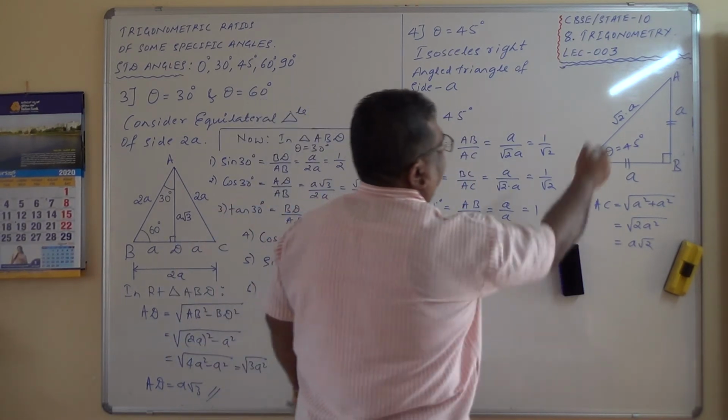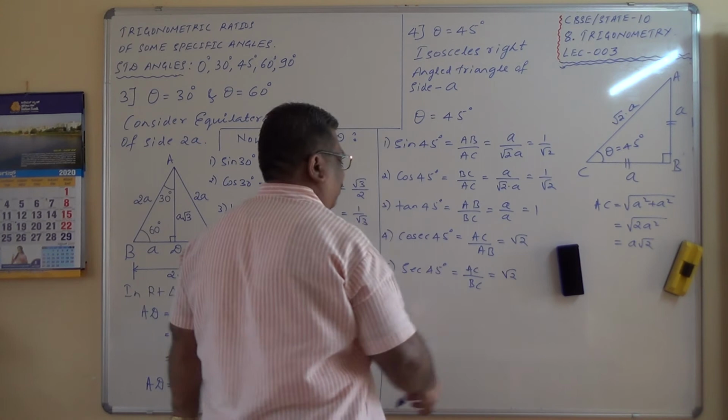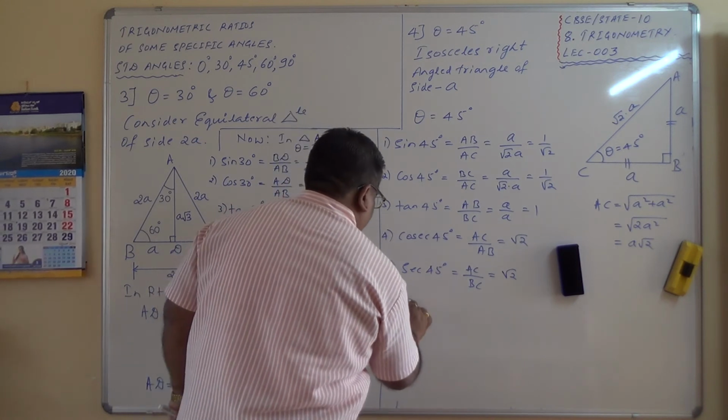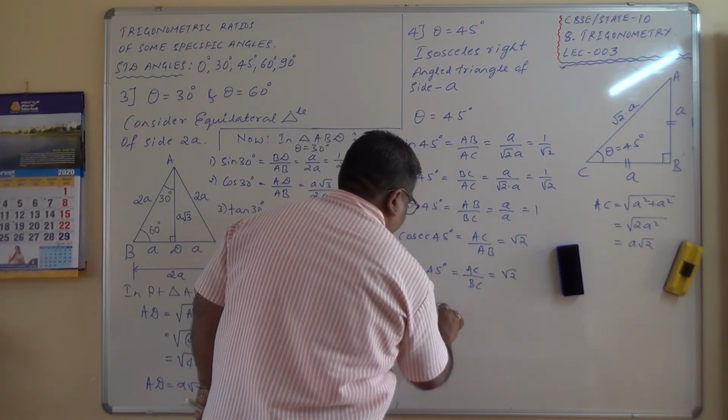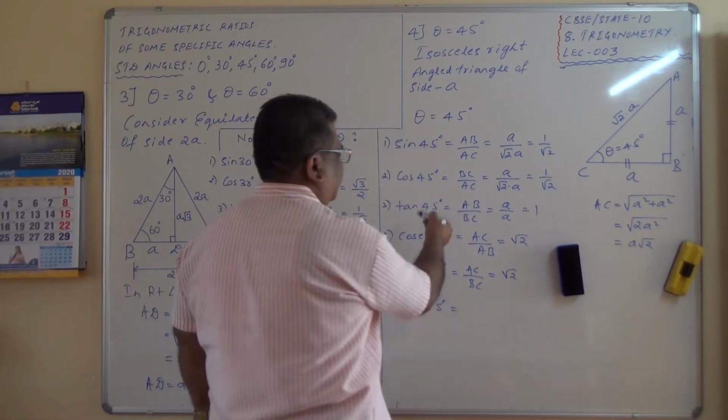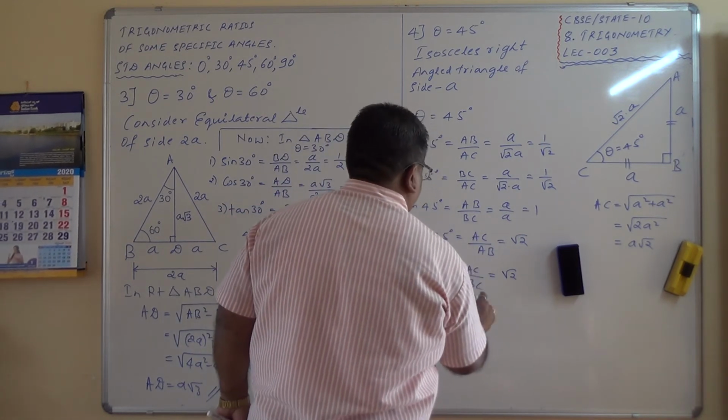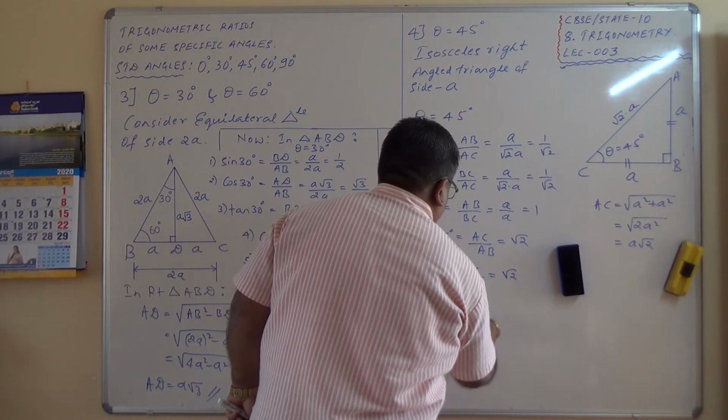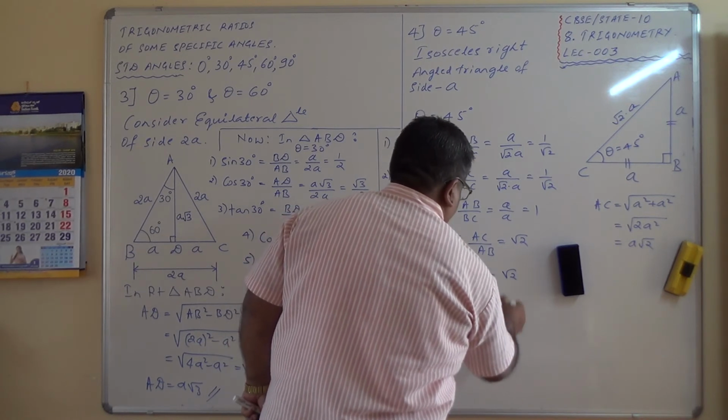AC by BC, what is AC? Root 2A by BC is A, root 2. And finally, cot of 45 degrees is reciprocal of tan 45, which is BC by AB, which is A by A, 1.